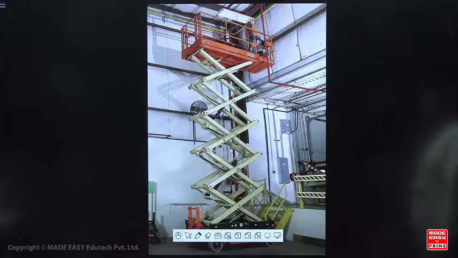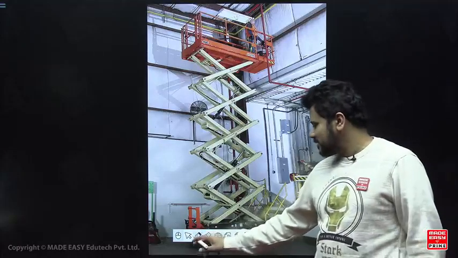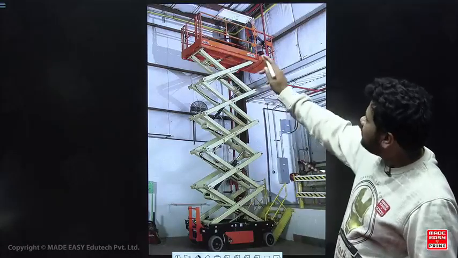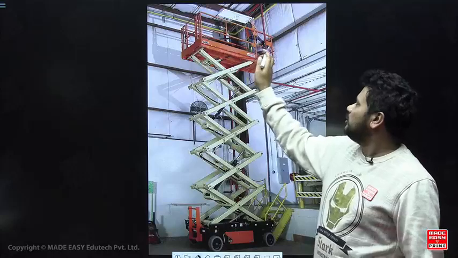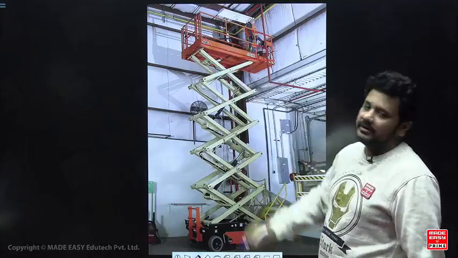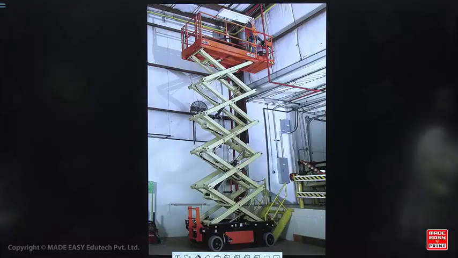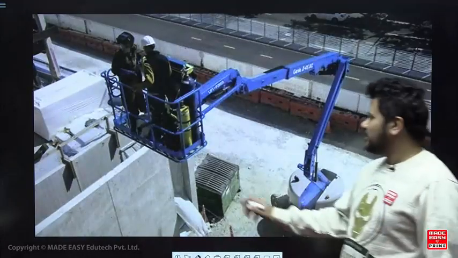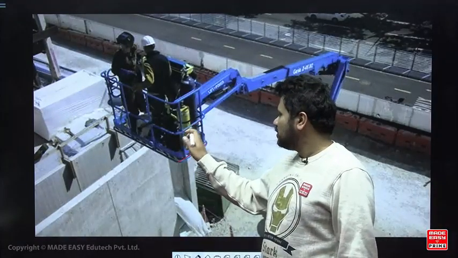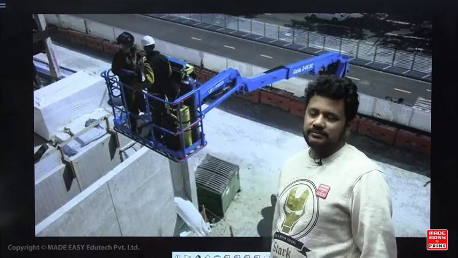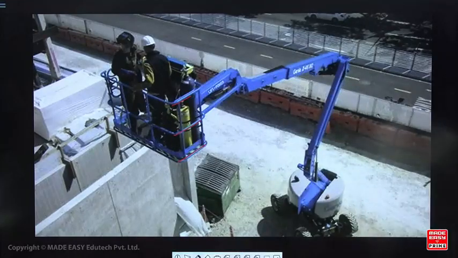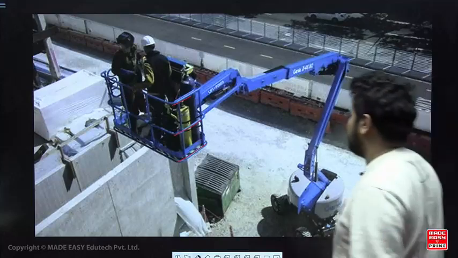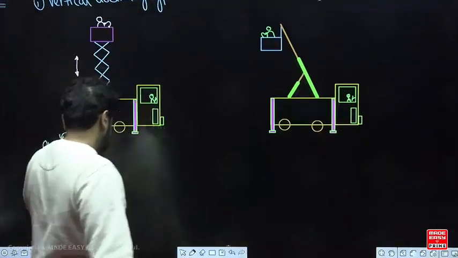Now see, this is called as vertical ascending type. You can see that a person is standing here, right? It is toe board, mid rail, guardrail, correct? It is called as vertically ascending type. And this is called as boom type. Here also you can see that this is your toe board, mid rail, guardrail, correct? So this is called as boom type. ये दोनों चीज इस्तेमाल होता है इंडस्ट्री के अंदर, राइट.